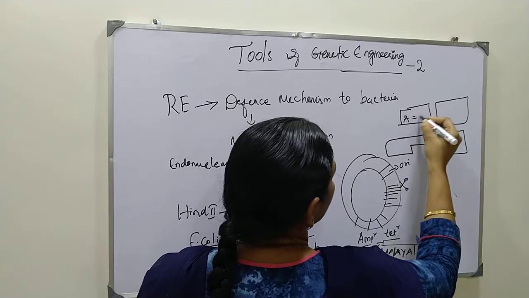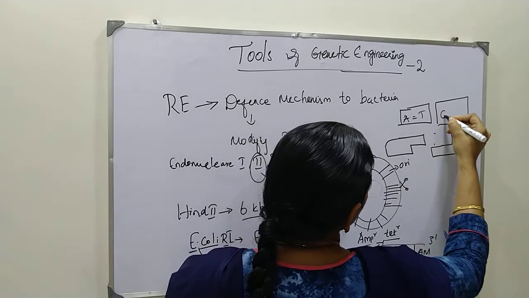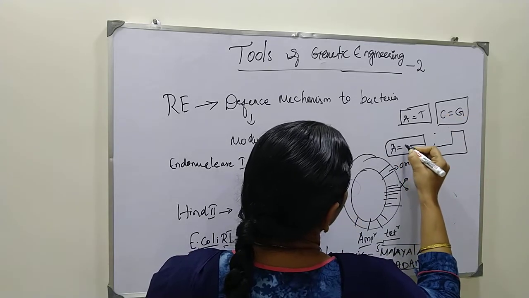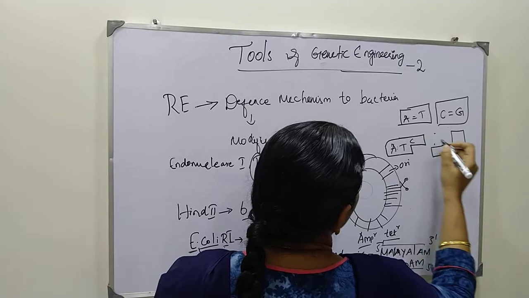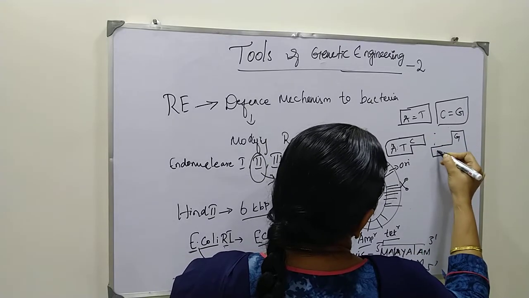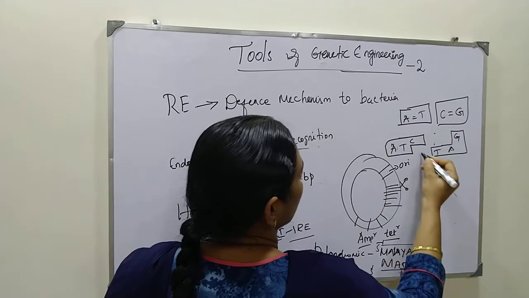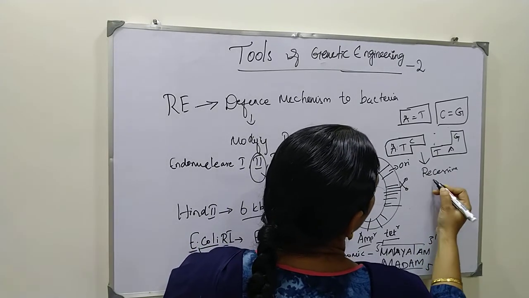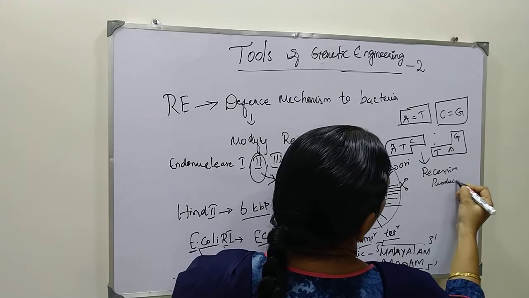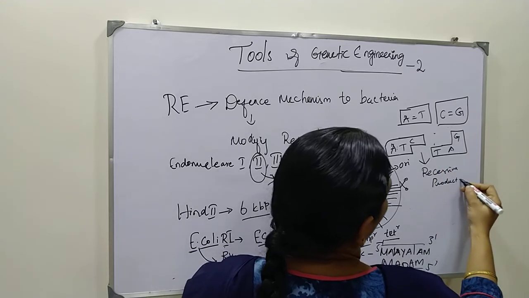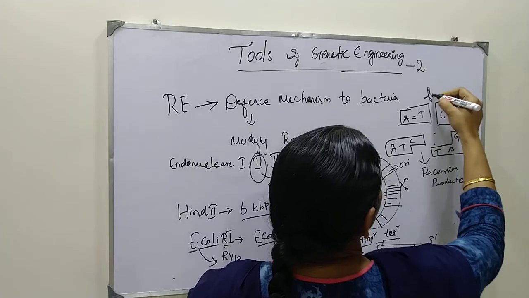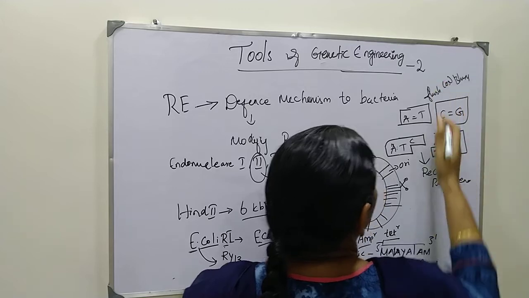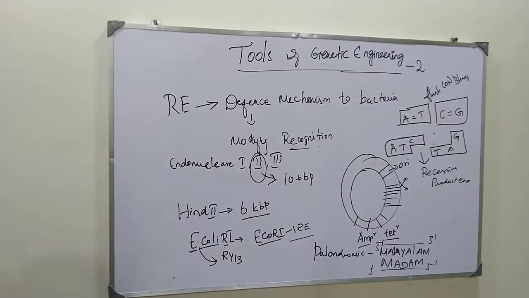So A, T, C, G, and A, T, C, G, T, A. So this is called a recessive or protruding end. This is called the flush or the blunt end, because it is cutting straight. It is called a blunt end.